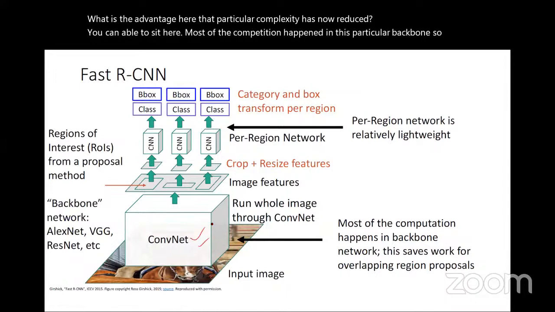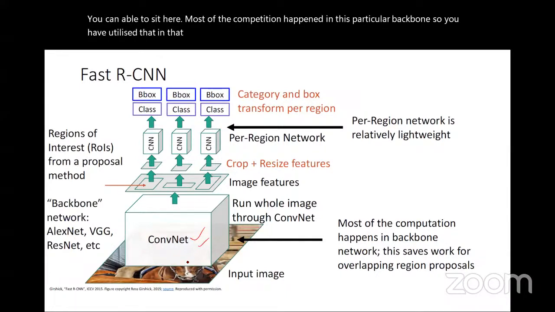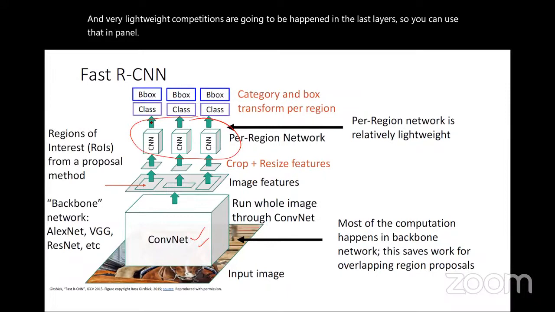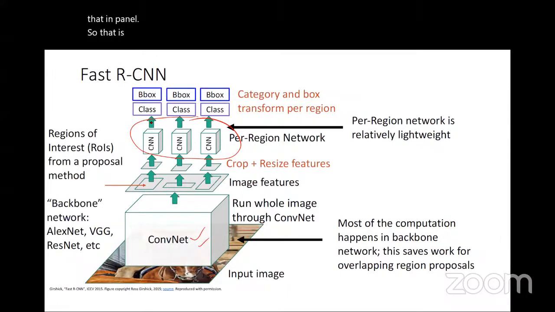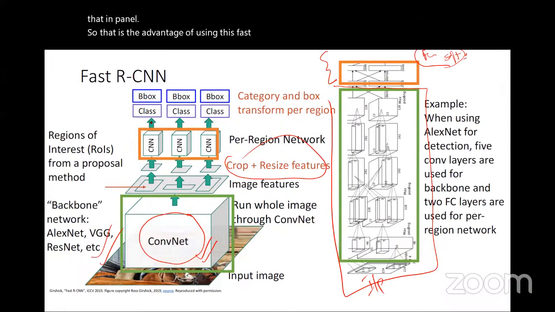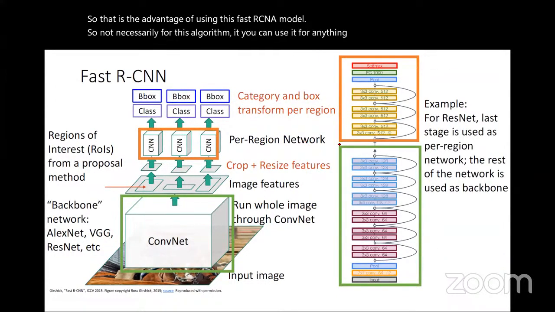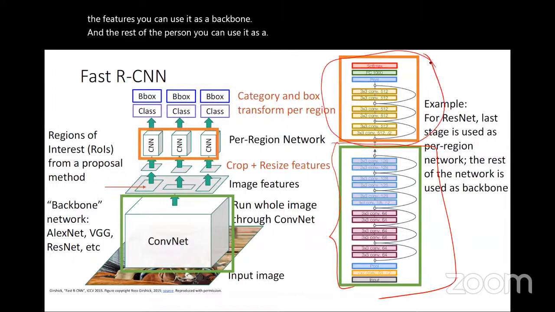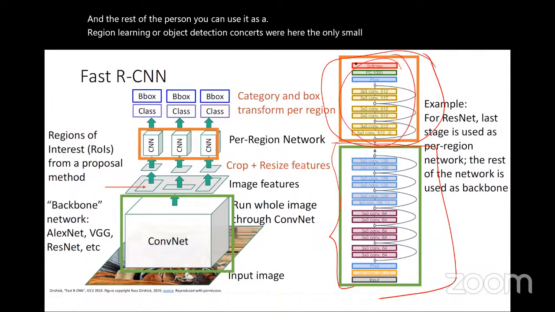So you have utilized that in the beginning itself, and very lightweight computations are going to happen in the last layers. So you can use that in parallel. That is the advantage of using this Fast RCNN model. Not necessarily for this algorithm, you can use it for anything. Initially, the majority of the features you can use as a backbone, and the rest of the portion you can use for region learning or object detection concepts, where one is a small, tiny, shallow network.